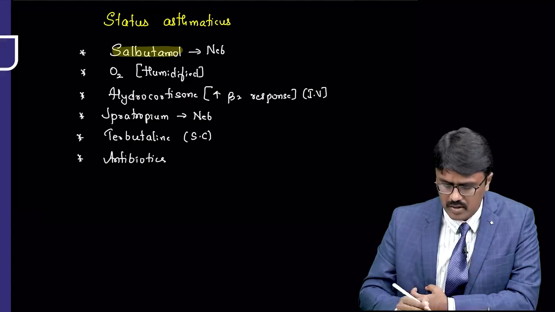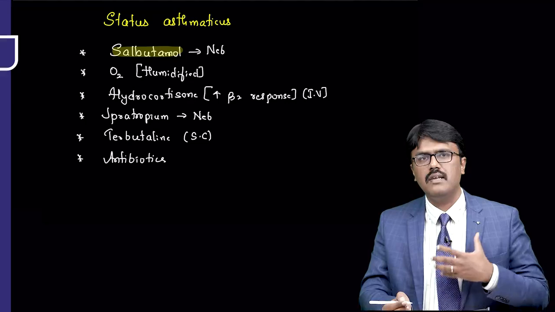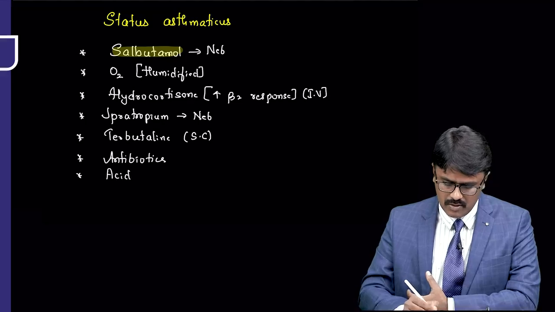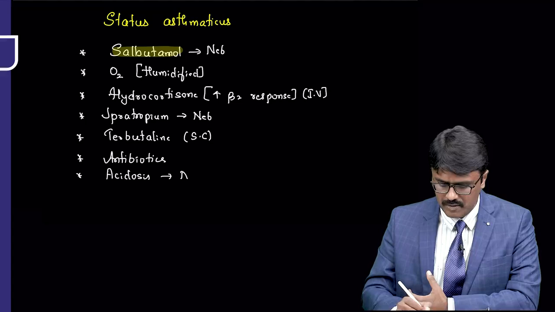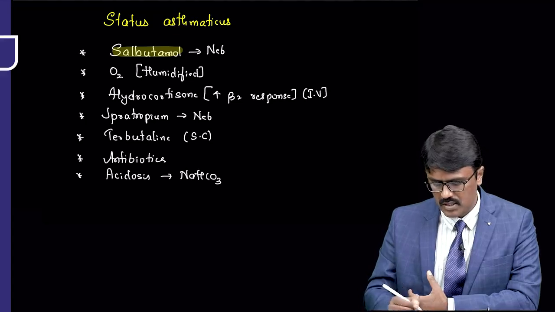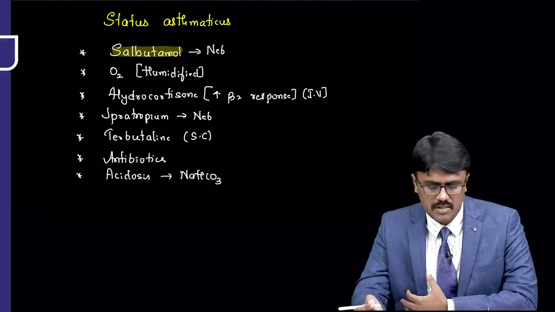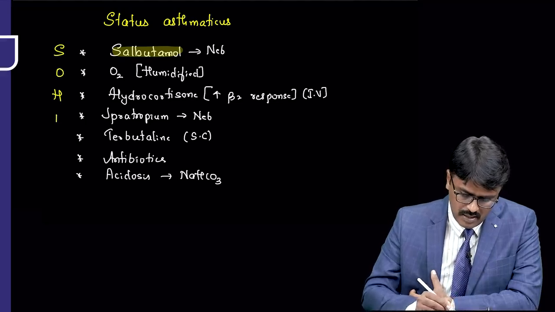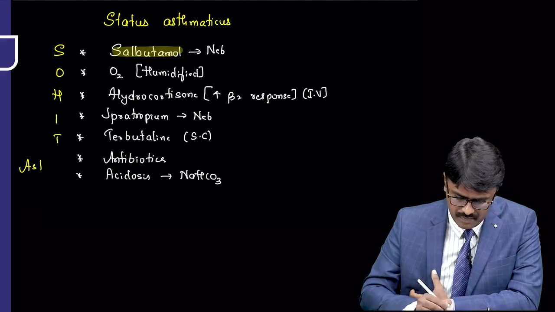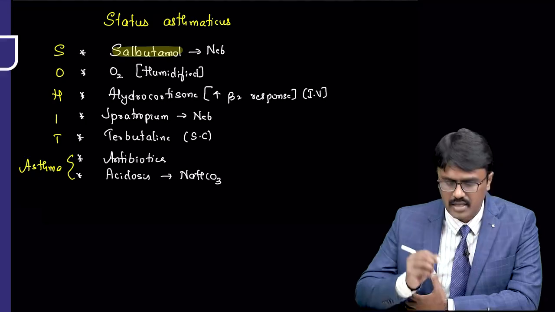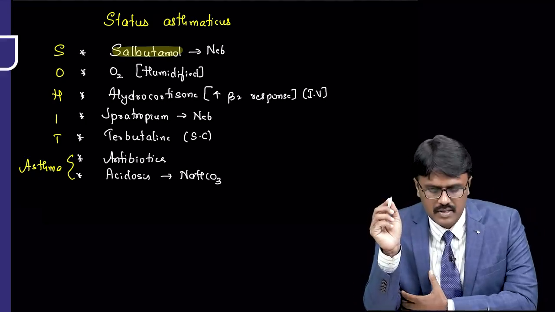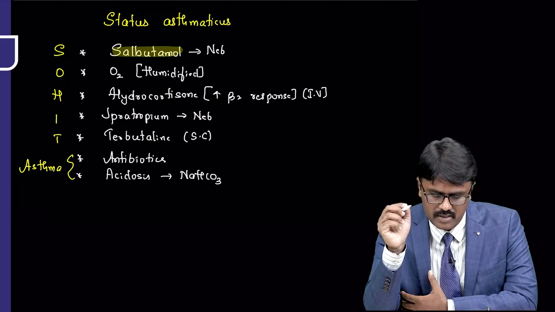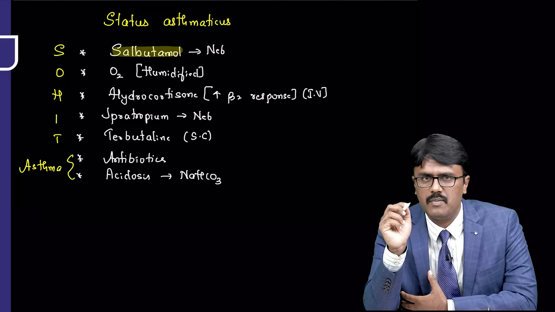Why do we add antibiotics? Because the triggering for attack of asthma is an infection. So we have to treat it. And patient will have acidosis. And the acidosis is managed by giving sodium bicarbonate. So these are the drugs what we use in acute attack of asthma. So you have a mnemonic for that. Whenever there is acute attack, so hit the asthma. So the drugs are like this. S for salbutamol, oxygen, hydrocortisone IV, ipratropium, terbutaline, and antibiotics, and treat acidosis by using sodium bicarbonate.